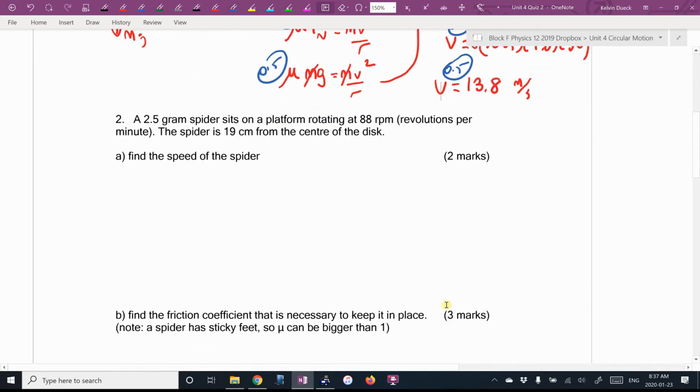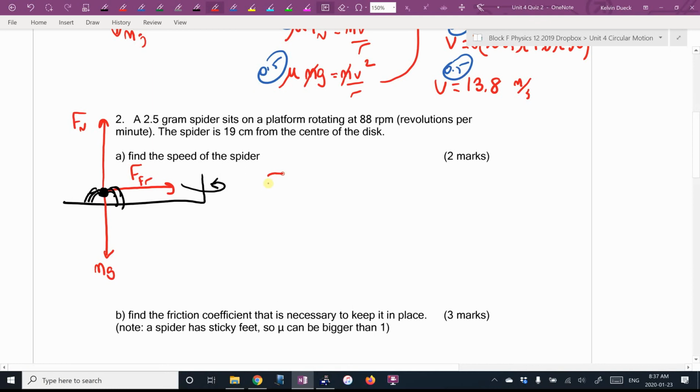A spider sits on a platform rotating at 88 RPM, revolutions per minute, sitting on a record player. This is a job for a free body diagram. This time we have a spider. What are the forces acting on it? The obvious one, gravity. Normal force. Something's got to be pushing it to the center. You know what? It's friction. This is going to be really similar to the equation I just did, in that friction is what's pushing me in a circle, except I have to do one extra step.